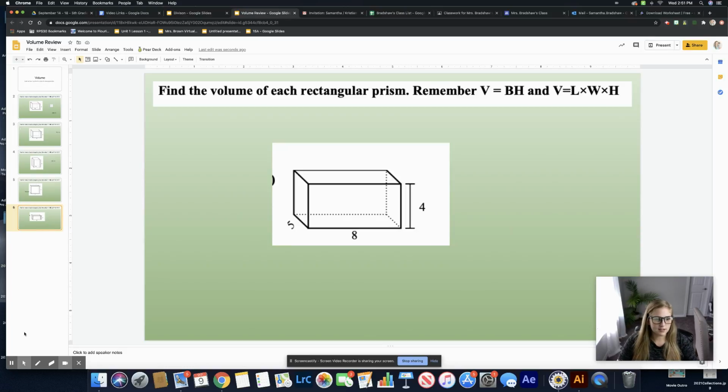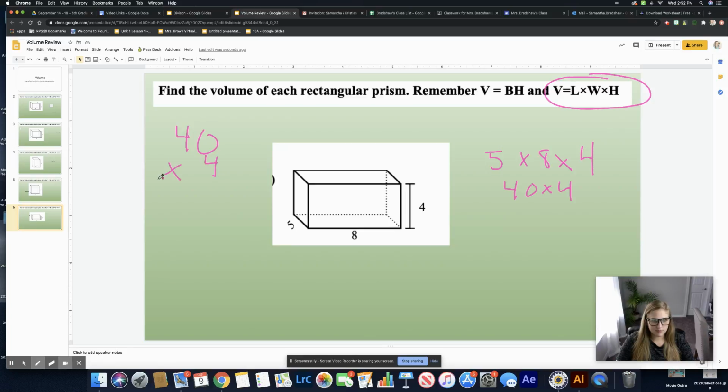Welcome back. Let's solve it together. So this one has a length, a width, and a height. So I'm going to do 5 times 8 times 4. 5 times 8 is 40 times 4. I'm going to rewrite this over here so it's easier for me to do.